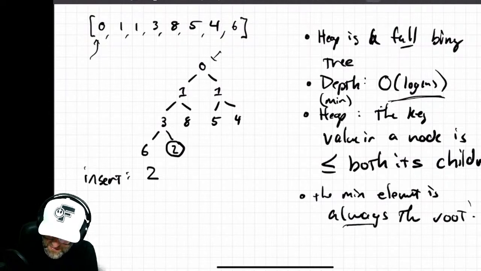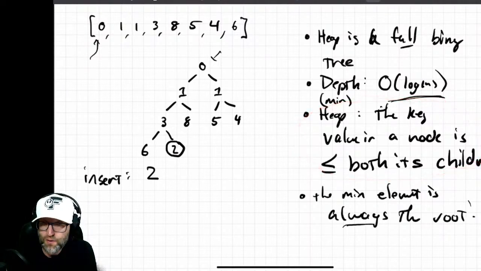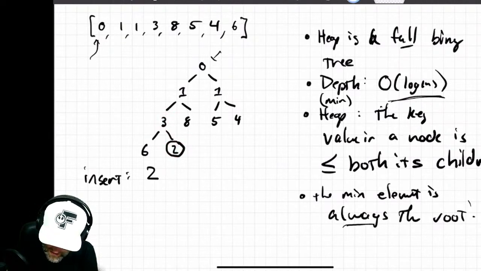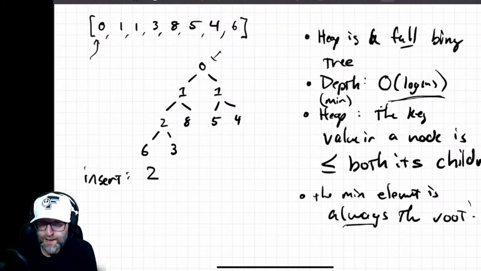That maintains this fullness property, this full binary tree property. However, our heap property is now violated because 3 is not less than its child 2. No problem. We can go ahead and swap them, 2 and 3, and we've fixed the heap.